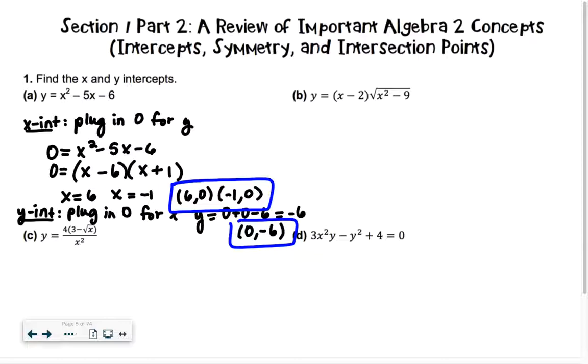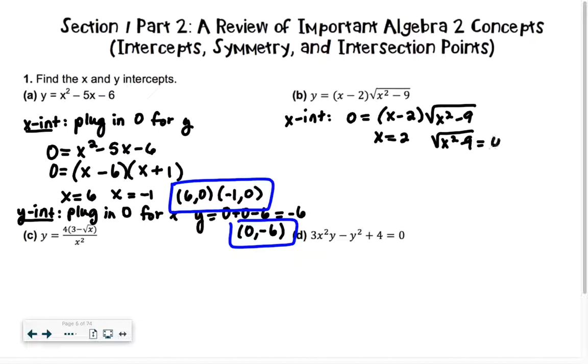Okay. All right, so the next one, if I'm finding the x-intercept, again, I plug in 0 for the y. So if I plug in 0 for the y, I get 0 equals the quantity of x minus 2 times the square root of x squared minus 9. So if I set each piece equal to 0, the first piece is easy, right? We get x equals 2. What do you think we plug in for x in order to get 0 for the second part?